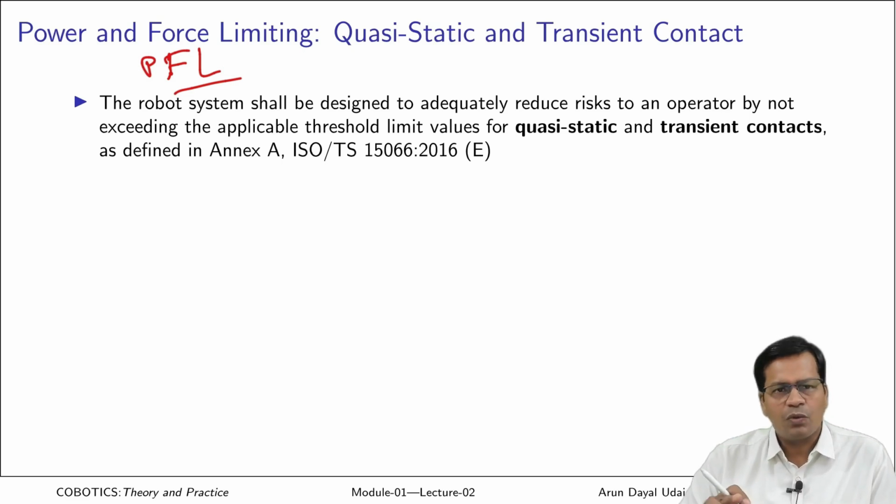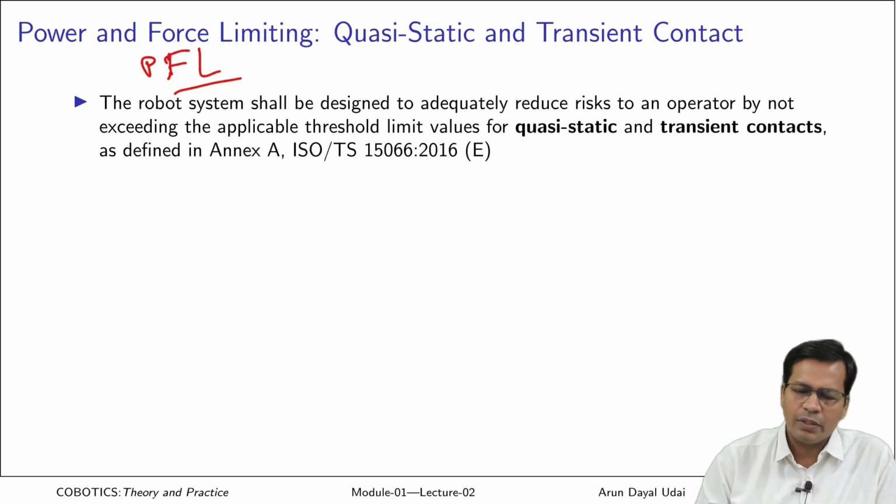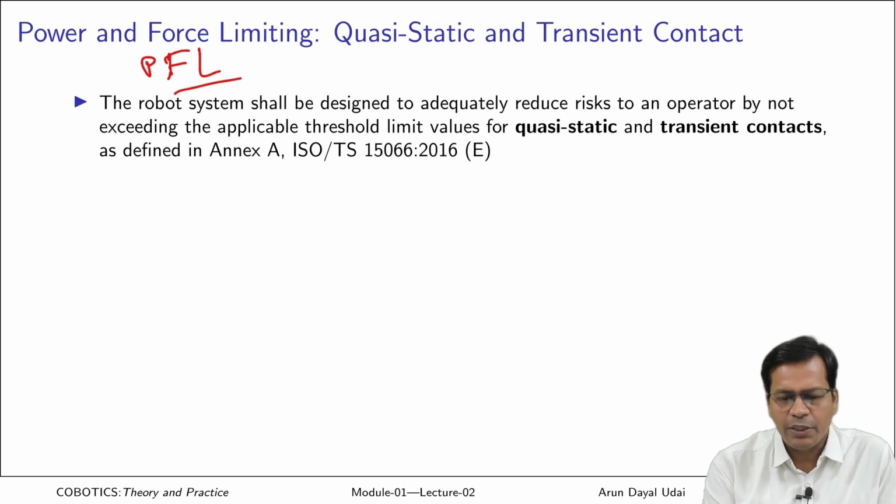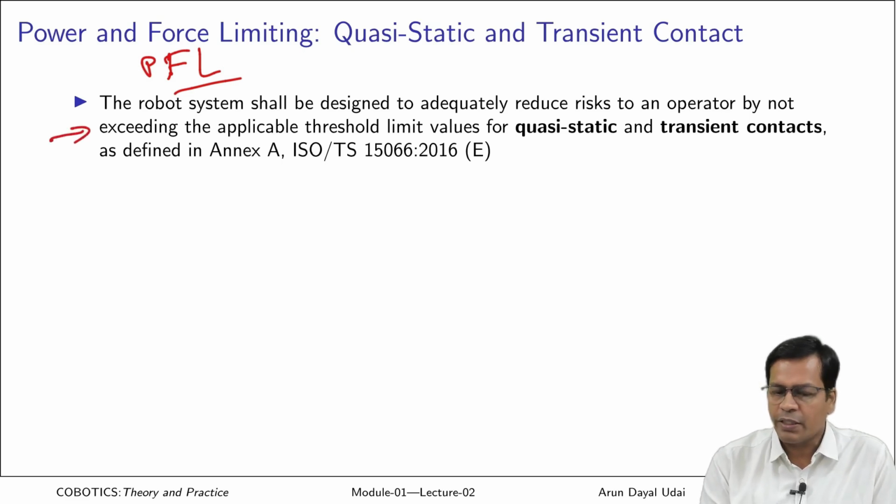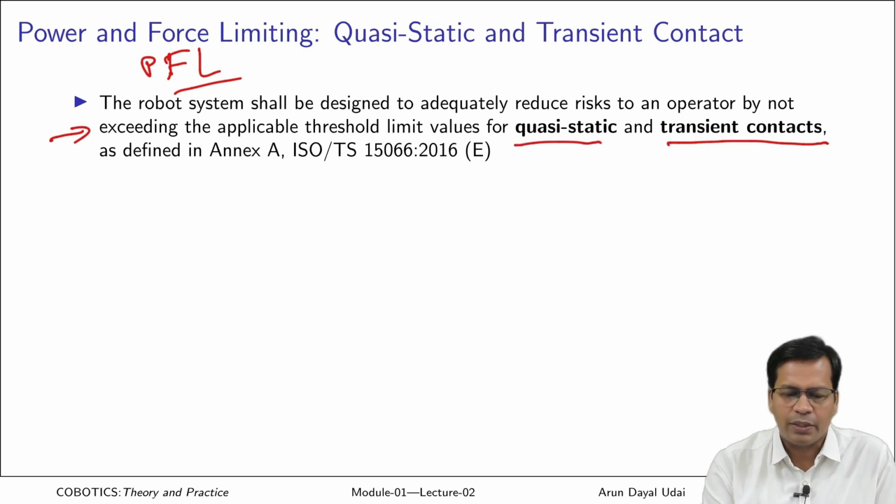I'll also discuss quasi-static and transient contact here. The robot shall be designed to adequately reduce risk to an operator by not exceeding the applicable threshold limit for quasi-static and transient contacts as defined in Annexure A of ISO TS 15066.